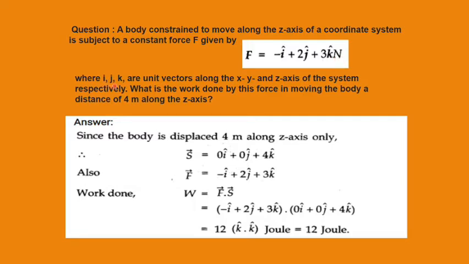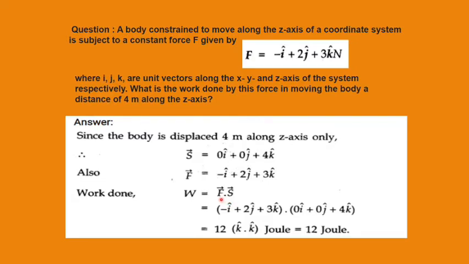Of course, you are aware of i, j, k, they are the unit vectors along the x, y and z axis of the system. You have to find the work done by this force in moving the body a distance of 4 meter along the z axis. So the distance is only along the k cap direction. It is not moving along x or y. So the displacement vector you can write as 0 i cap plus 0 j cap plus 4 k cap. The F vector, the constant force, is given to you. This is not changing. Then work done can be given by the dot product F dot S, and you should be able to write it in the component form.